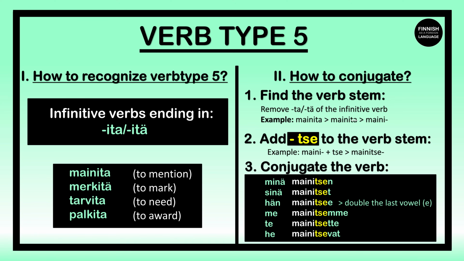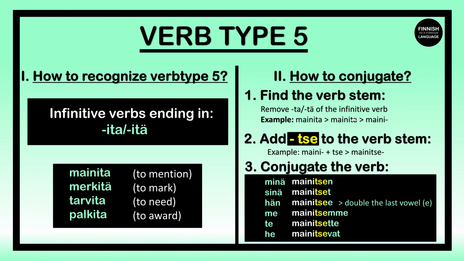Minä mainitsen, I mention. Sinä mainitset, you mention. Hän mainitsee, he or she mentions. Third person singular, we have to double the last vowel. Me mainitsemme means we mention. Te mainitsette means you mention, plural. And he mainitsevat means they mention.